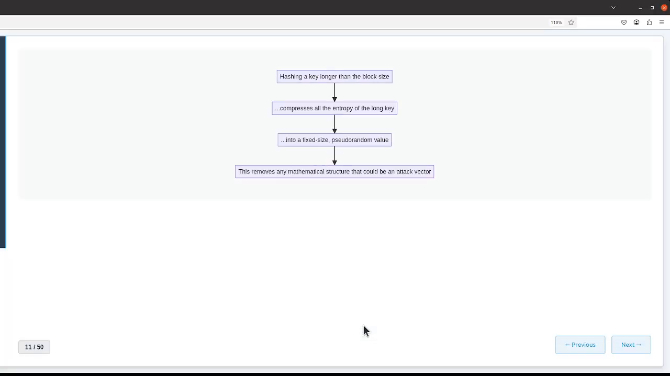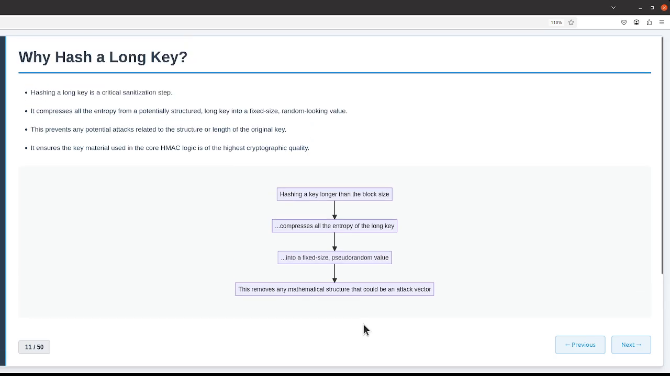Why hash a long key? You might wonder why we hash the key if it is longer than the block size. Why not just use the first 64 bytes? This is a subtle, but important, security consideration. Some hash functions might have weaknesses if used with very long keys that share a common prefix.